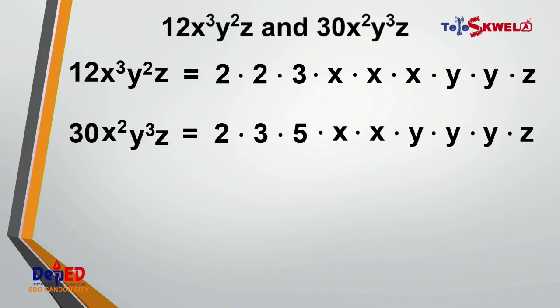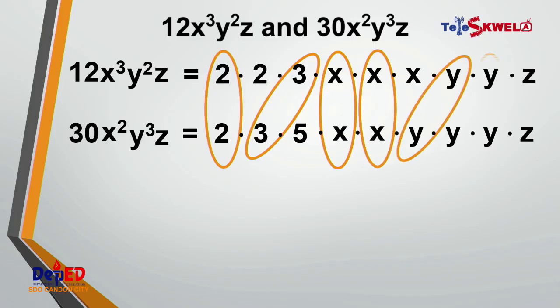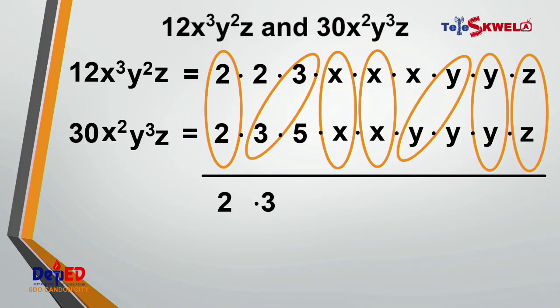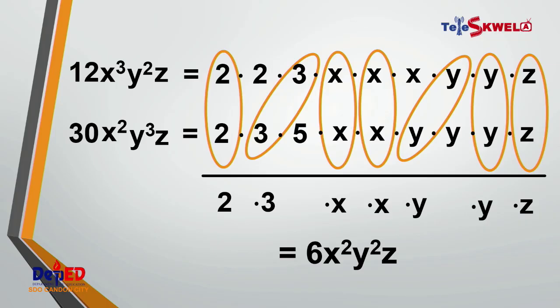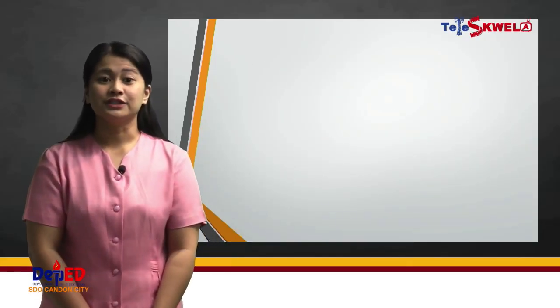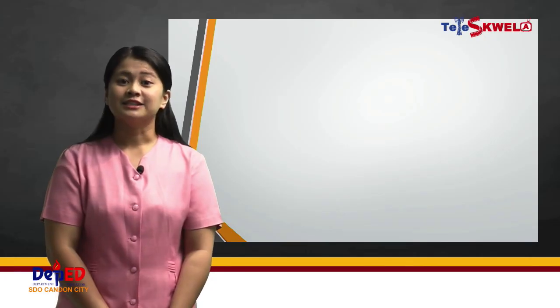After writing the factors, look for the factors that are present in both of the polynomials. So we have 2 times 3 times x times y times z. Then multiply them, which will result to 6x squared y squared z. Therefore, the GCF of 12x cubed y squared z and 30x squared y cubed z is 6x squared y squared z.